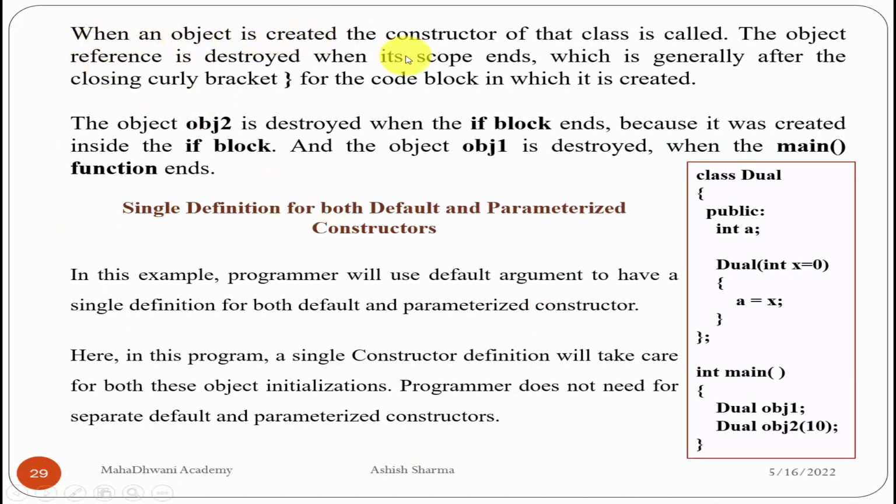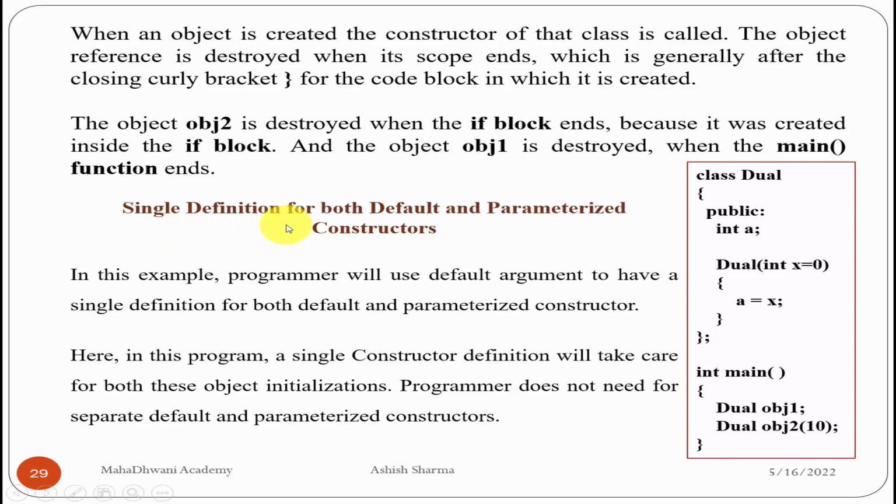When an object is created, the constructor of that class is called. The object is destroyed when its scope ends, which is generally after the closing curly bracket of the code block in which it is created. So we can see here that object 2 is destroyed when the if block ends, as we studied in the last program, because it was created inside the if block. Object 1 is destroyed when the main function ends. These things we already understand.